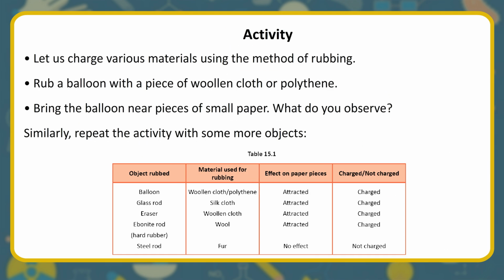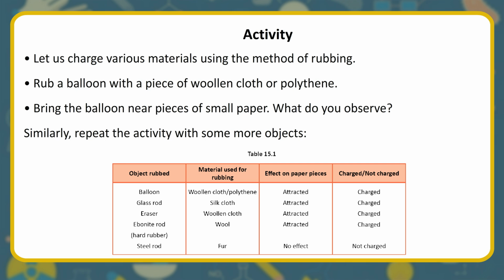Activity. Let us charge various materials using the method of rubbing. Rub a balloon with a piece of woolen cloth or polythene. Bring the balloon near pieces of small paper. What do you observe? Similarly, repeat the activity with some more objects.